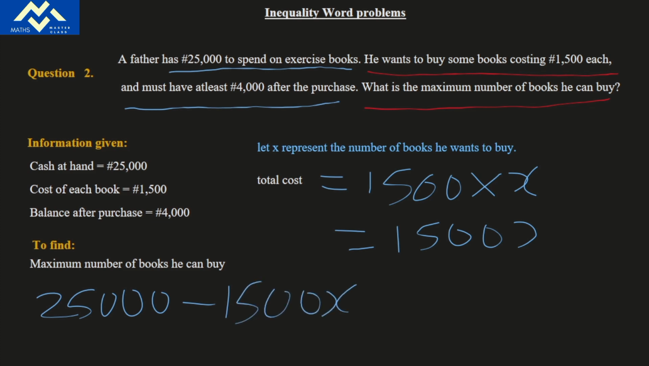And remember, he must have at least 4,000 naira left. That means the amount left must be 4,000 naira or more. So the inequality symbol will be greater than or equal to 4,000. Now we have successfully translated the word problem into an inequality.